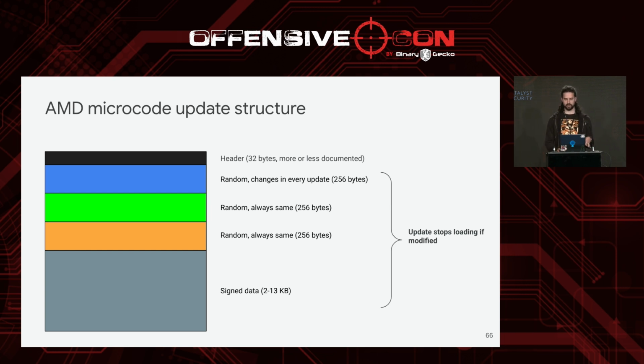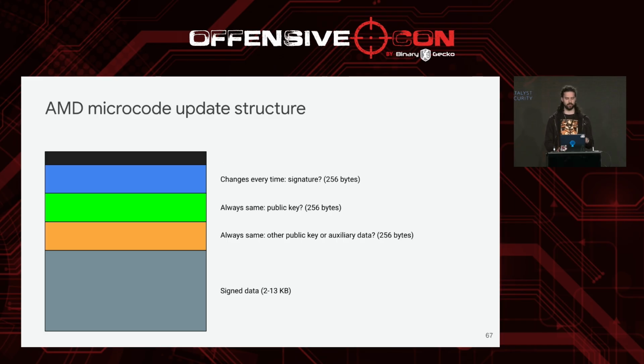So we can try to make some hypotheses about what these fields are. One thing we could say is that the blue block could be a signature, because it changes every time, and that makes sense because the signed data changes, so the signature also changes, whereas the other two could be some public key or some other data that the CPU needs. We know that the orange block and the green block are different because there's also a timing difference when we modify the data and try to make the CPU load it. So they're not the same thing, even though they both stay the same.